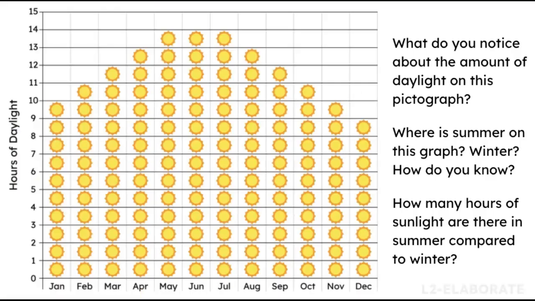Next, you will display the daylight hours per season pictograph. You'll let students know that the suns in this graph represent an hour per day. You'll have students work with a partner to notice and wonder about the graph.